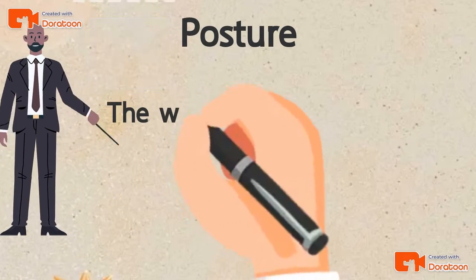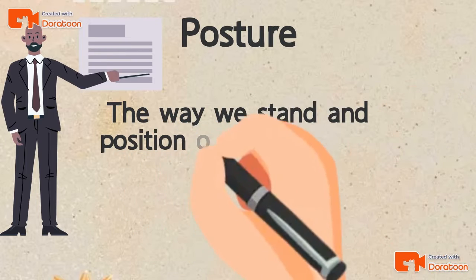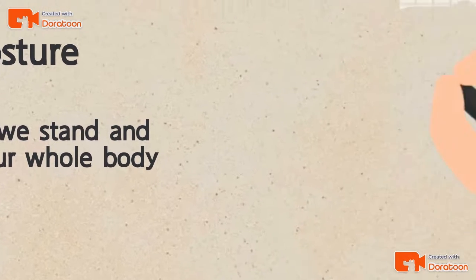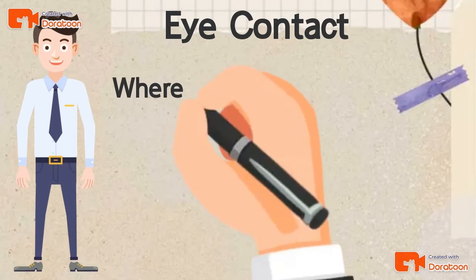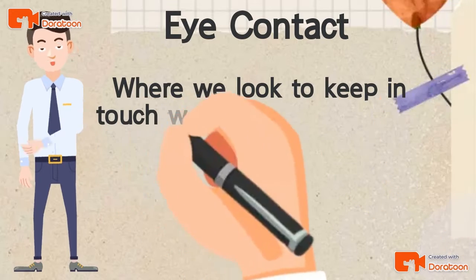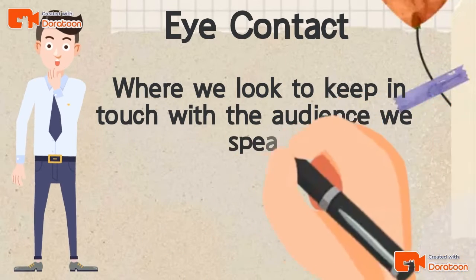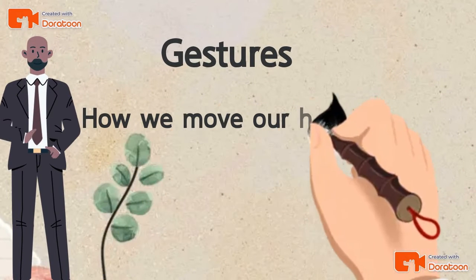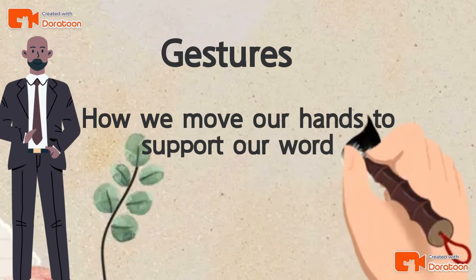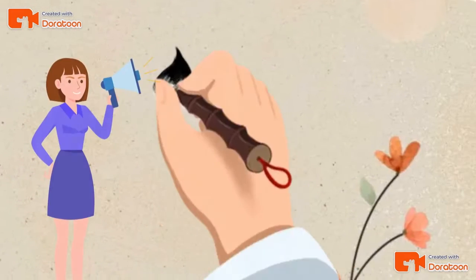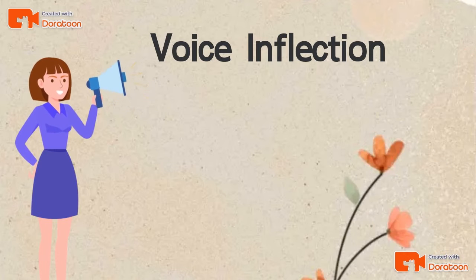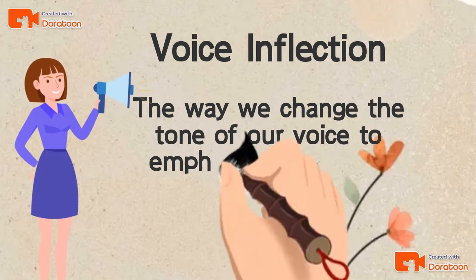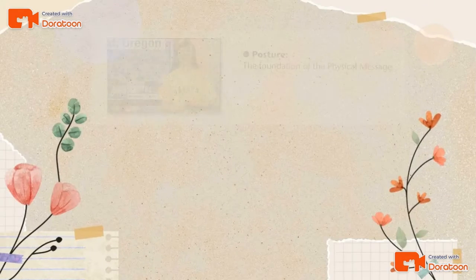The first, posture, the way we stand and position our whole body. Next, eye contact, where we look to keep in touch with the audience we speak to. Next, gesture, how we move our hands to support our words. And next, voice inflection, the way we change the tone of our voice to emphasize key words.